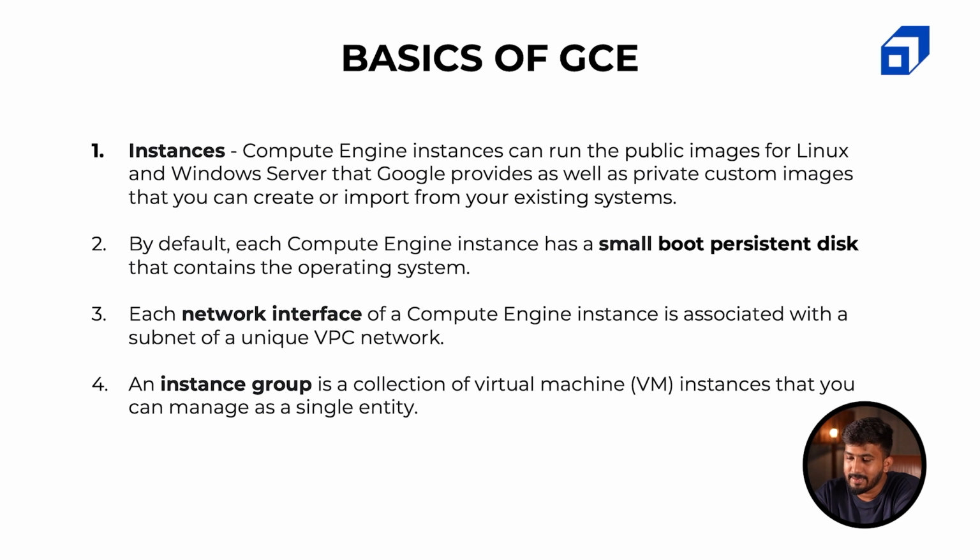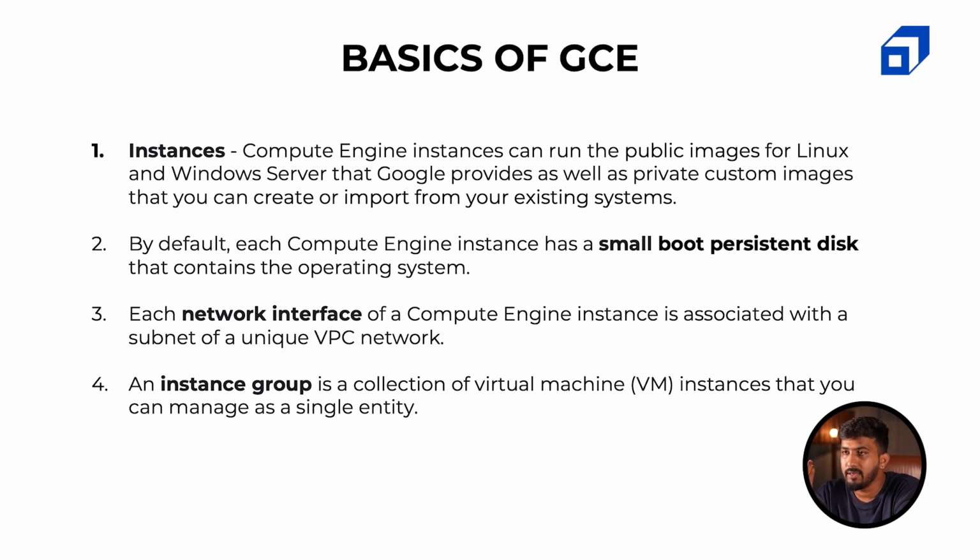So an instance is something that can run the public images for Linux and Windows Server that GCP provides, as well as private custom images that you can create or import from your existing systems. To put it very simply, Linux is open source, right? So you can get those public images for them. Public images, in the sense, are installation files. You can consider them as installation files. So these images are already available in GCP.